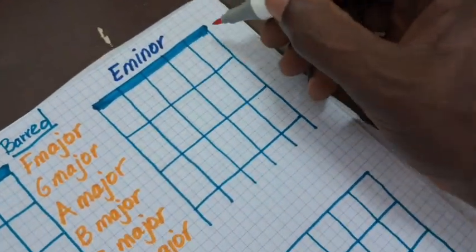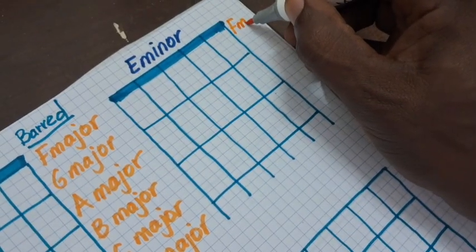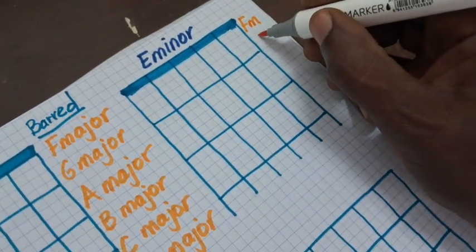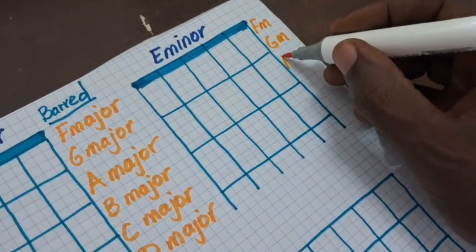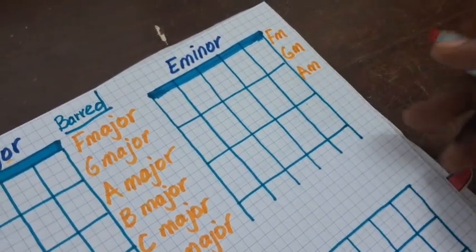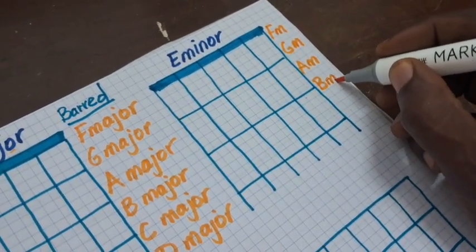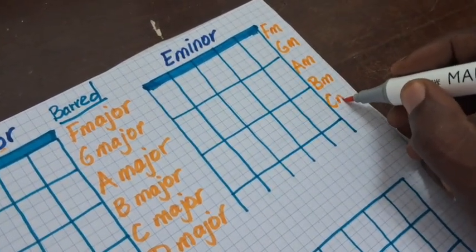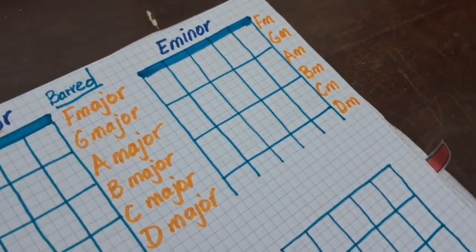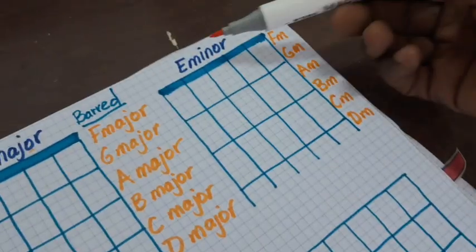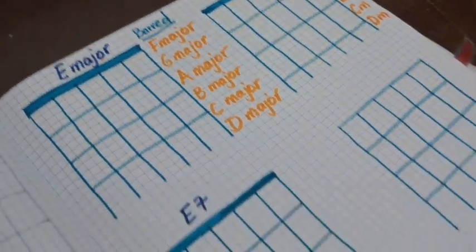From this E minor, we are going to produce F minor, G minor, A minor, they are all barred, B minor, C minor, and D minor. From the formula of E minor.